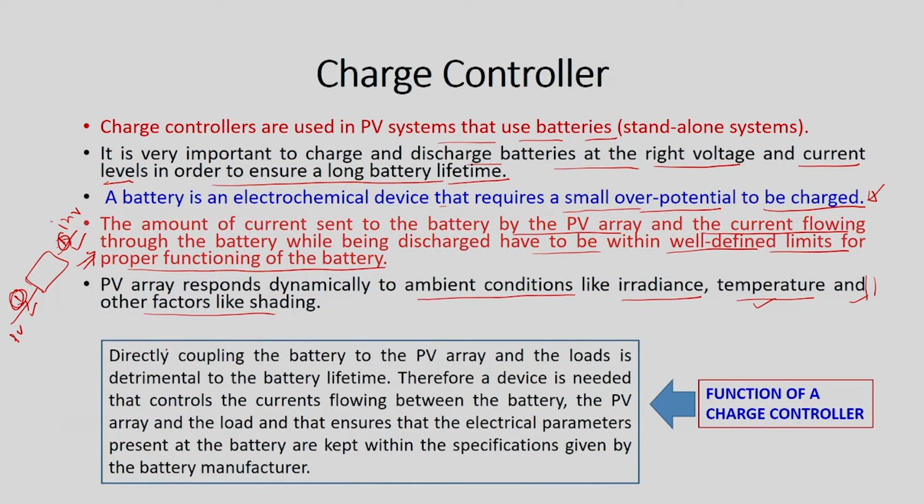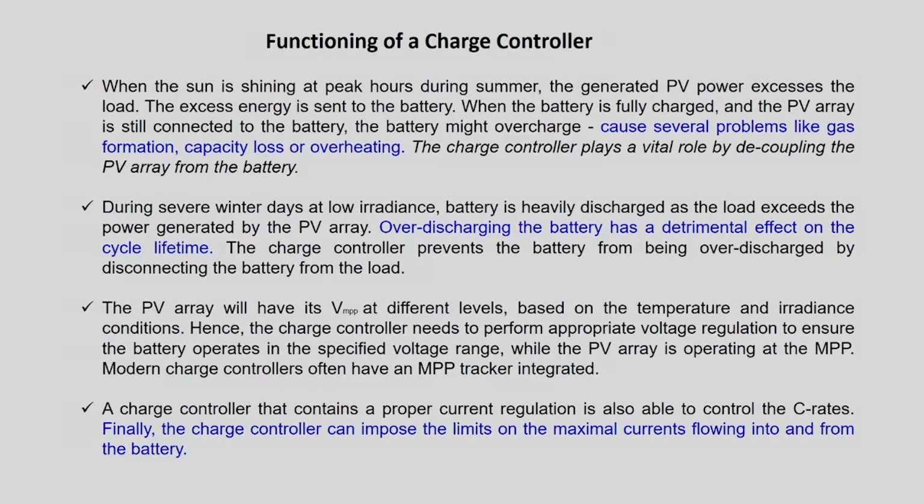So, this direct coupling of the battery to the PV array and the load is detrimental to the battery lifetime. Therefore, a device is needed that controls the current flowing between the battery and the PV array and the load, and that ensures that the electrical parameters present at the battery are kept within the specifications given by the battery manufacturer. So, that is the function of a charge controller. Let us learn more in depth about this charge controller, how it works in a PV system.